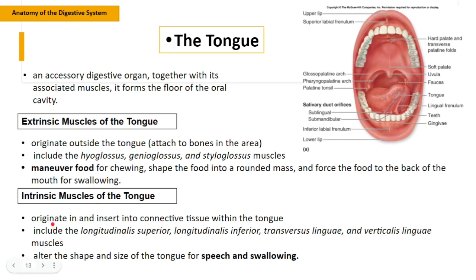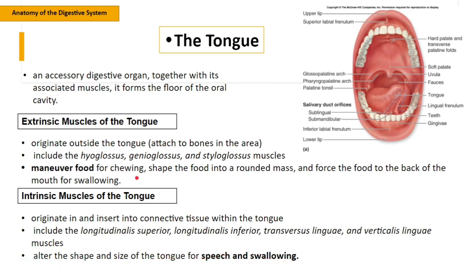It originates in and inserts into connective tissues within the tongue. So basically sa loob, kaya nga siya intrinsic. It includes the longitudinalis superior, the longitudinalis inferior, the transversus linguae, and the verticalis linguae muscles. They alter the shape and size of the tongue for speech and swallowing.